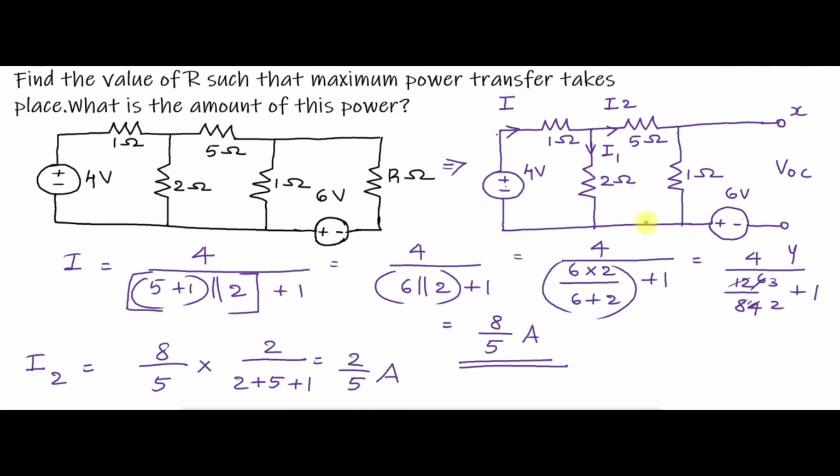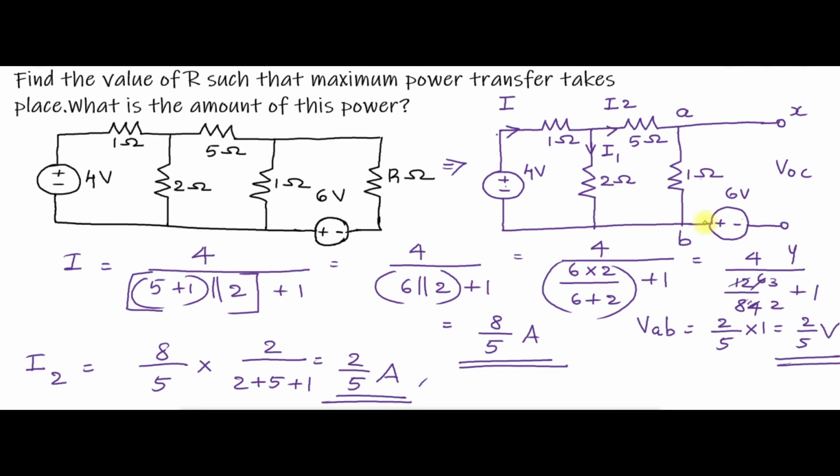Now you got I and I2. Now you have to determine the drop across this one, that is this 1 ohm. So this 1 ohm drop I can state as AB. So the drop across AB is VAB. VAB is equal to this 2 by 5 ampere into this 1 ohm. That is VAB equal to 2 by 5 into 1, which is equal to 2 by 5 volt.